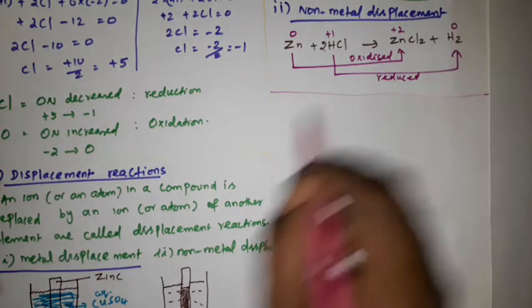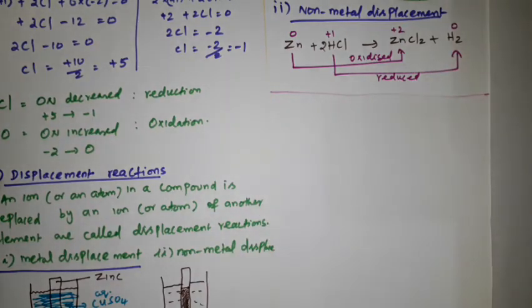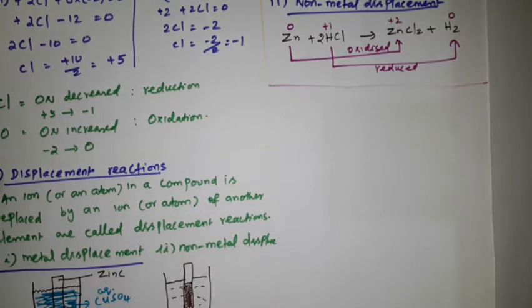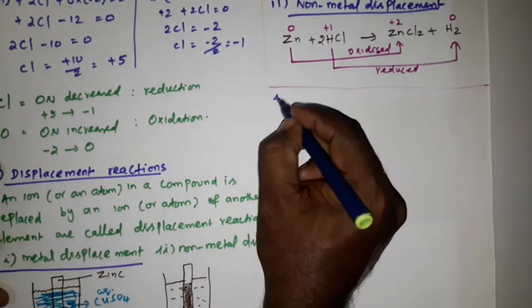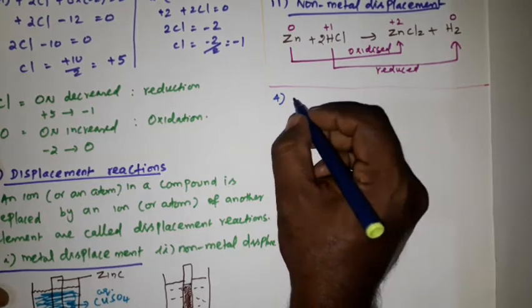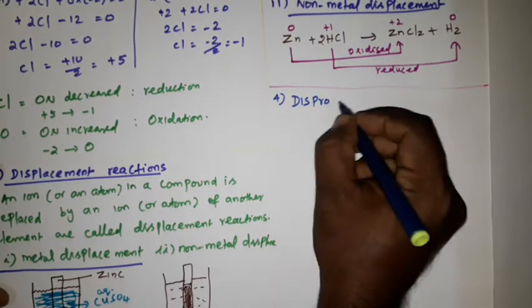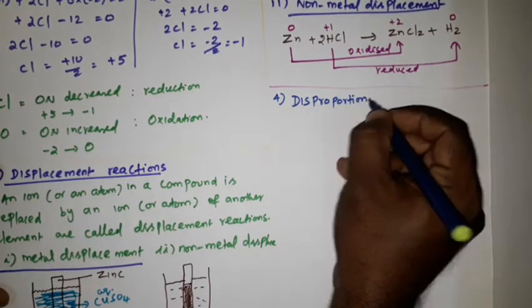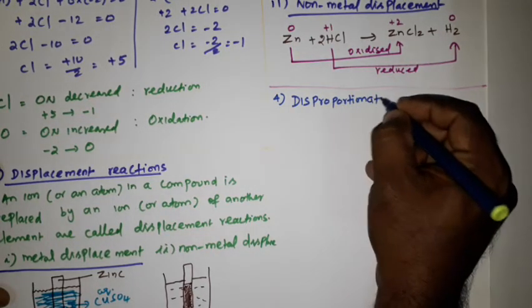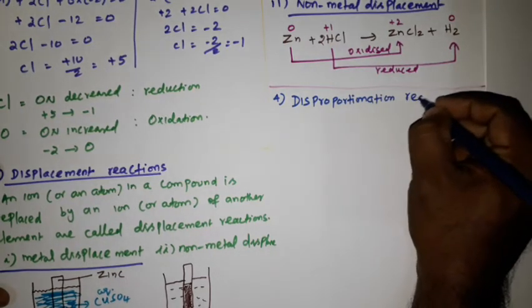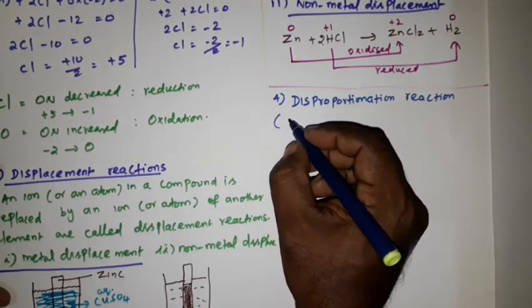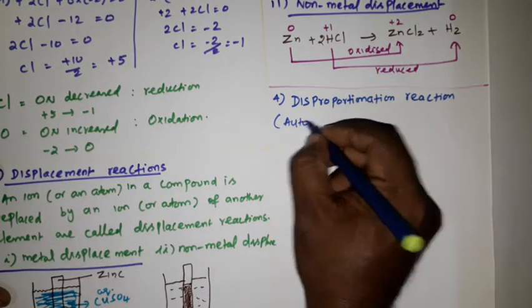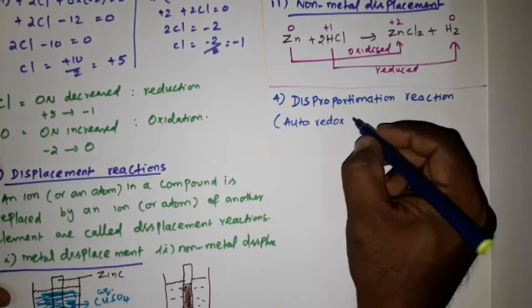displacement reactions, then decomposition reaction, then the fourth one is disproportionation reaction, and the fifth one is competitive electron transfer reactions. So now the fourth reaction is the disproportionation reaction. Another name for this disproportionation reaction is auto-redox reaction.